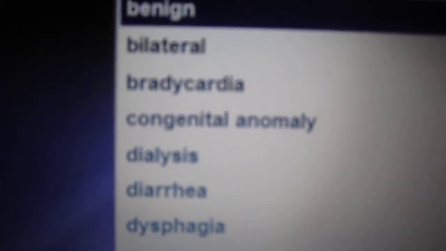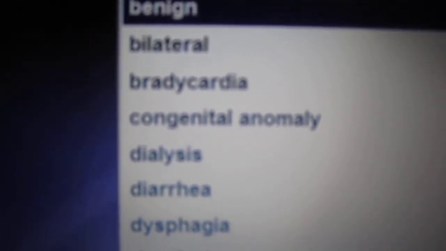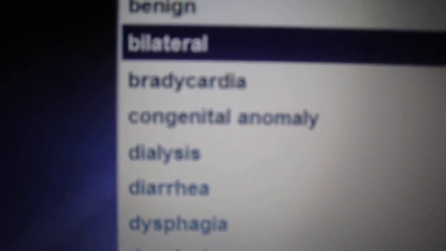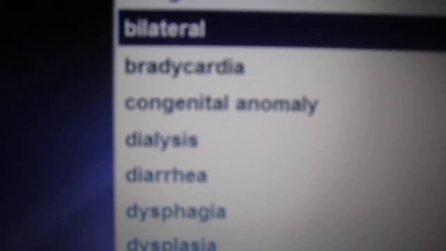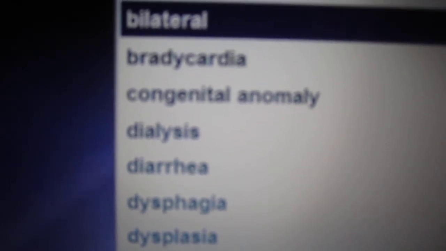Benign. Benign means harmless. A benign tumor is non-cancerous, not malignant. Bilateral. Lateral means pertaining to the side. Bilateral is pertaining to two sides or both sides.